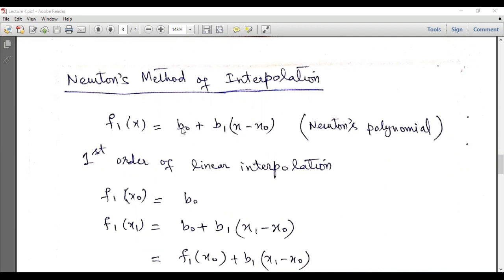From here we have to find out these two constants b naught and b1, and b naught can be evaluated by substituting x equal to x naught. So this term will be cancelled out because x minus x naught will be equal to 0, and b naught will be equal to f1 of x naught. So this is the value of the first coefficient. Similarly, the value of the second coefficient can also be determined because we have already obtained the value of b naught, so the value of b1 can easily be evaluated.